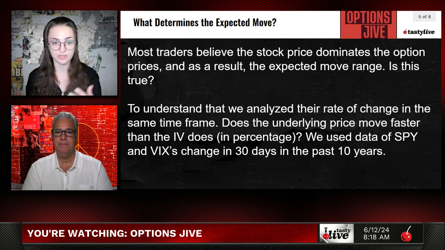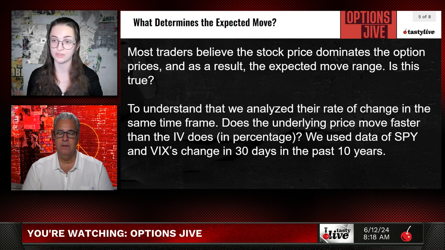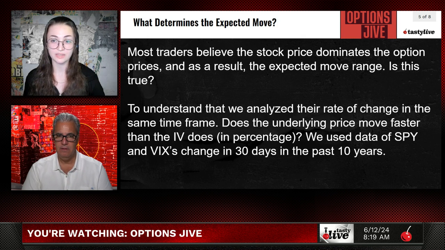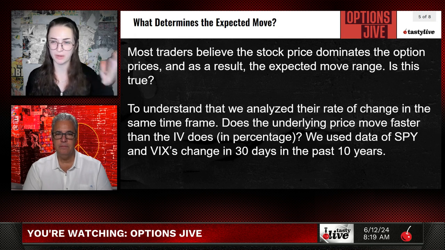On a percentage basis, we used data of SPY and the VIX's change in 30 days in the past 10 years to analyze this. So, interesting backtest over here. Hold on a second. They're looking at the price of the stock with the same implied volatility? They want to see if the underlying price move is faster than the IV change on a percentage basis, to see what might have a bigger impact in the calculation. Again, pulling from that estimation shown on one of the previous slides.